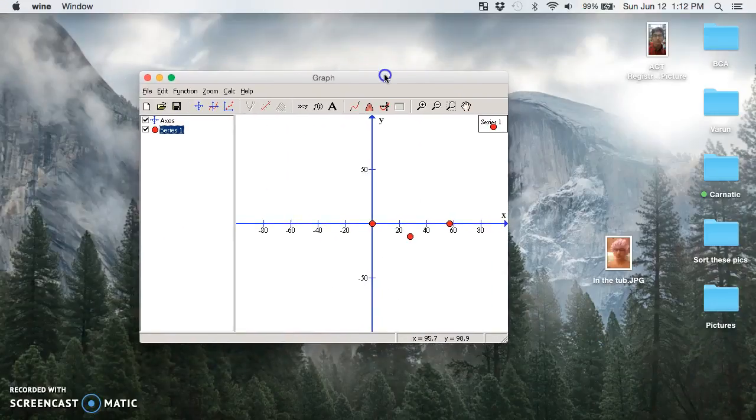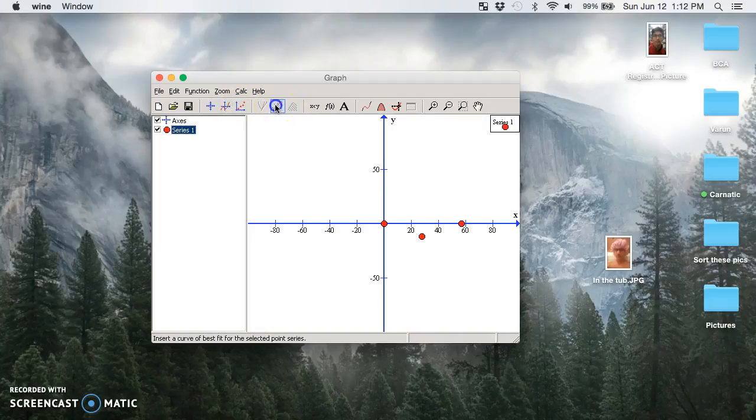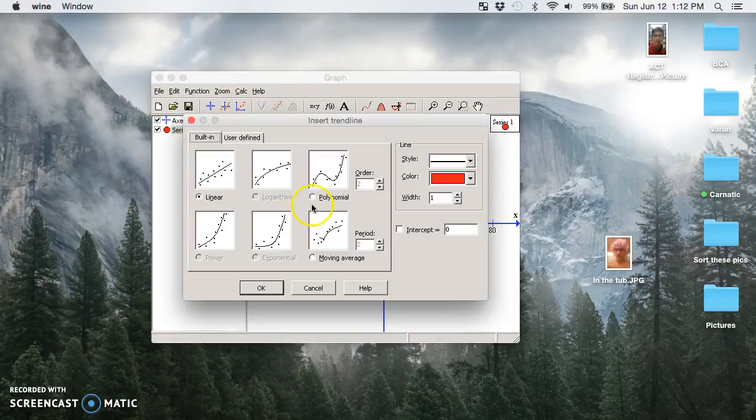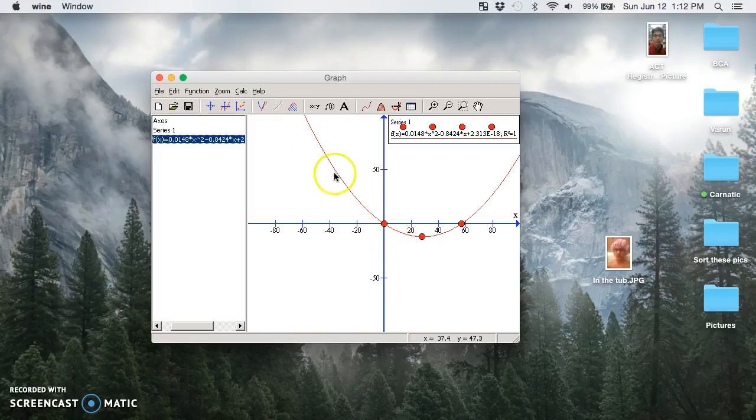So next what I'm going to want to do is insert a trend line right there. And so now I'm going to go to polynomial, and I'm going to choose a second order because that's just due to the number of points that I have on there. Click OK, and as you can see, it adds this trend line connecting our points and essentially gives us our equation for this graph.